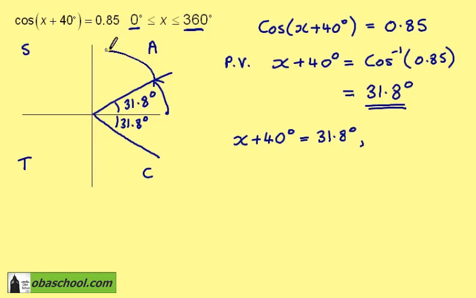The next solution is all the way round at 31.8 before 360, so we do 360 take away 31.8, which is 328.2 degrees.